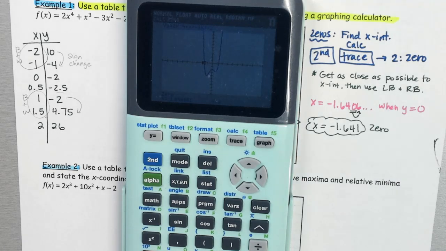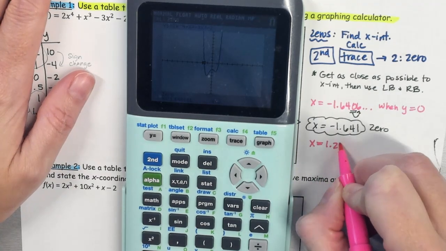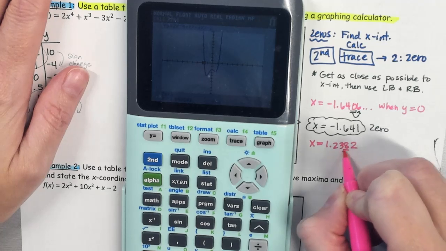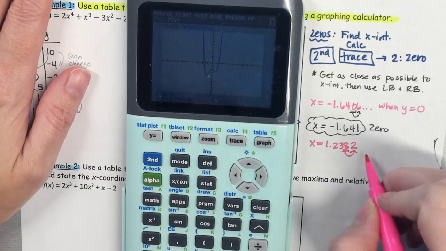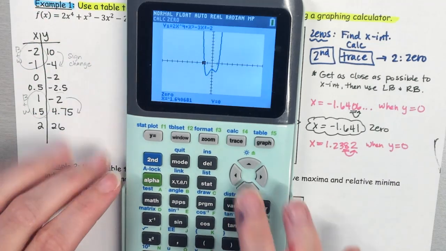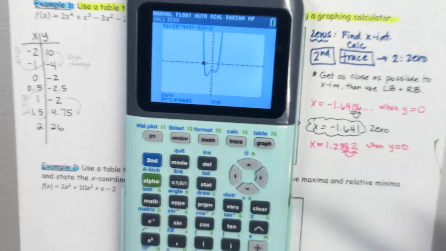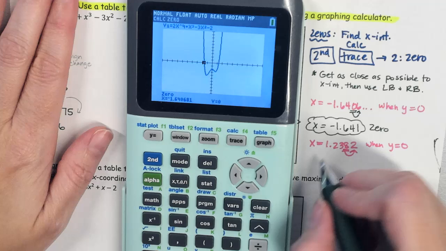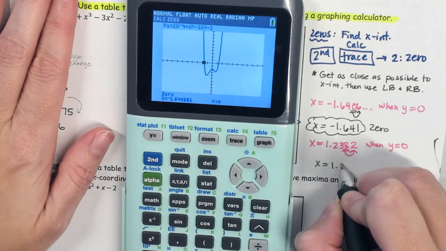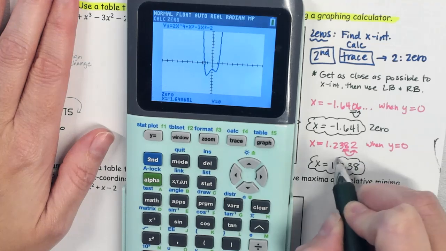And then for the second 0, you got 1.2382. And again, it says when y equals 0. Sometimes you might have a scientific notation there, like it might say something e to the negative 12. Remember that that rounds to 0. So that's something that we've seen before. Okay, and then here is your second 0.